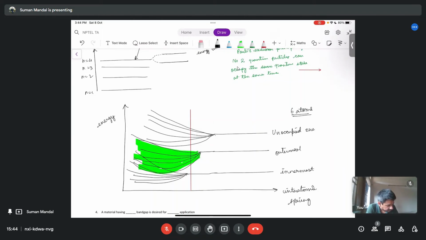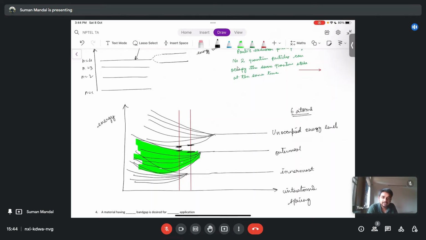Unoccupied energy level. So in this particular position, there is a band gap here. This is the band gap. Now, if you apply pressure, what will happen? The atoms will come more close to each other, and thus the band gap will change.